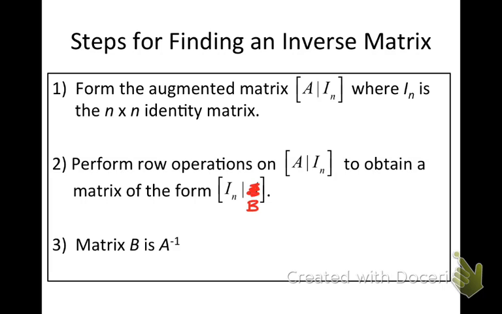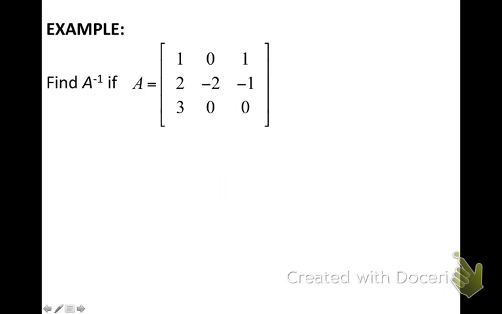Let's do it. Starting off with 3 by 3. Why not? Or do we want to start off with a 2 by 2? Start with 3 by 3? Okay. So here is matrix A. 1, 0, 1. 2, negative 2, negative 1. 3, 0, 0. We want to find the inverse.